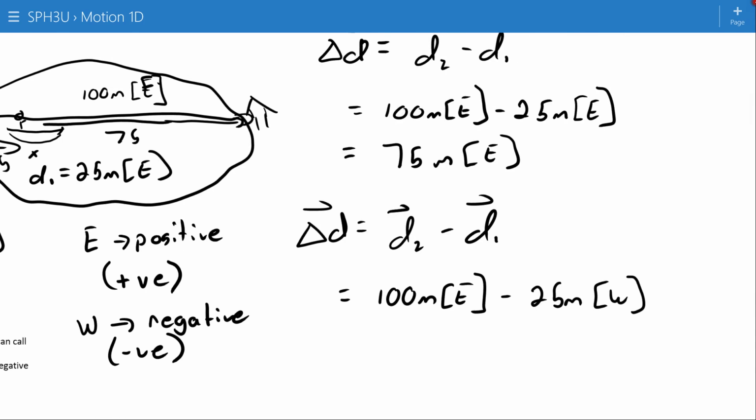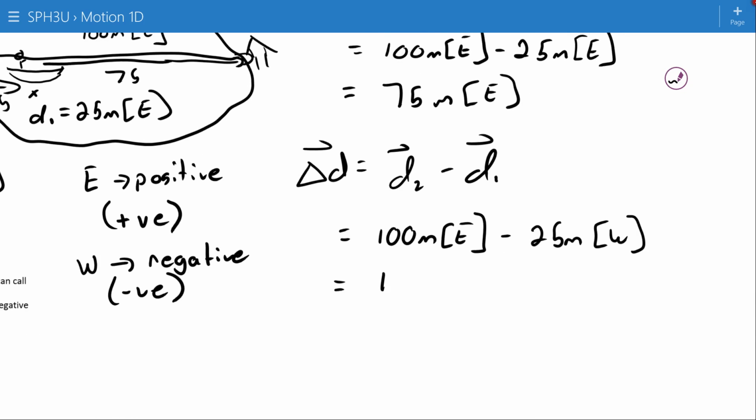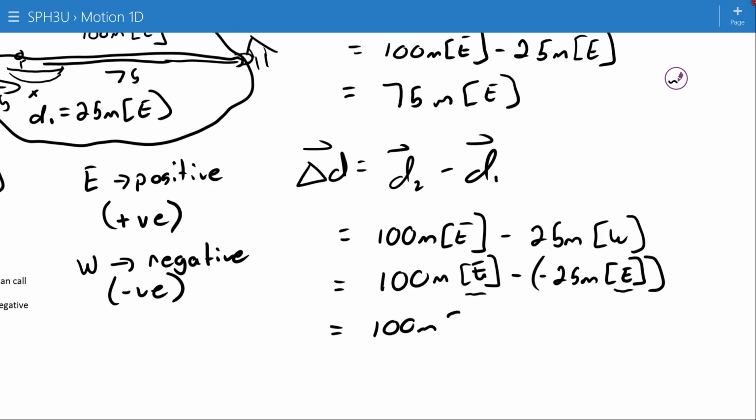So we can change this 25 meters west into negative 25 meters east. And now what we have is a common direction for our question. See, everybody here is in the same direction, and now we can go ahead and do the math. 100 meters east. These two minuses combine to make positive. And so we get to our 125 meters east.